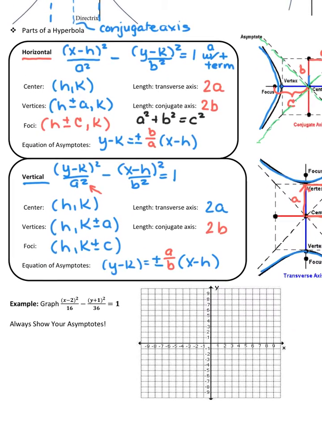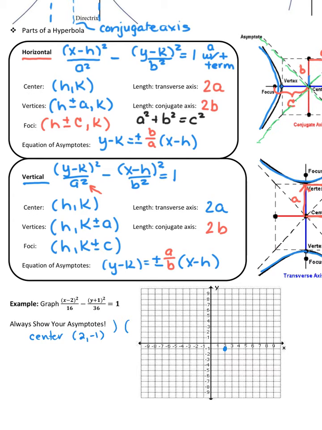So let's go ahead and do an example here. We have (x minus 2) squared over 16 minus (y plus 1) squared over 36 equals 1. So we know that our center is going to be at (2, negative 1). And because x is positive, I know my graph will have that orientation. So we'll go to (2, negative 1).